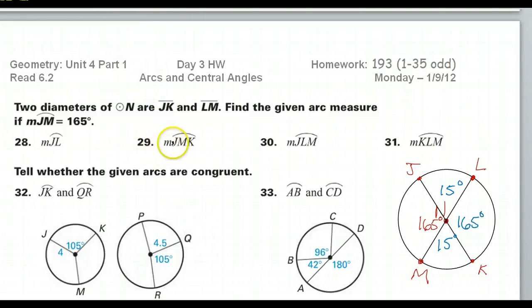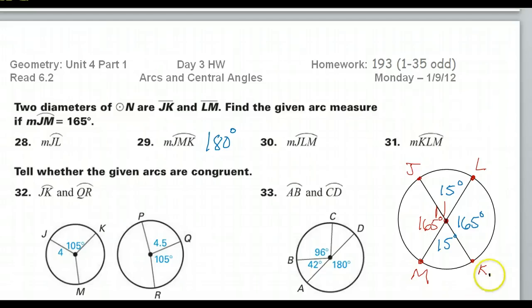I'm supposed to find arc JMK. So JMK is this arc right here from J to M to K. Well, that's easy because that's a semicircle. So arc JMK is just 180 degrees. Okay. What about arc KLM?